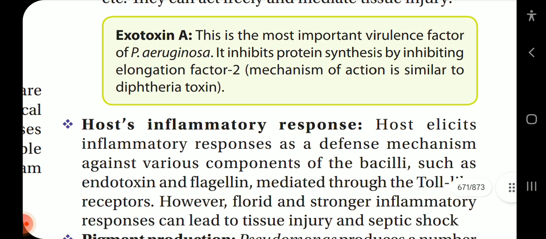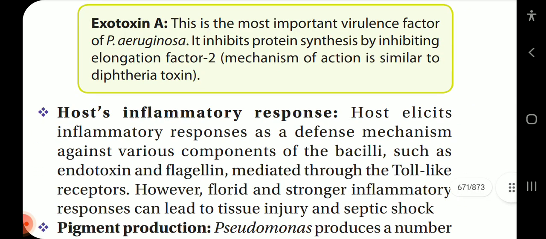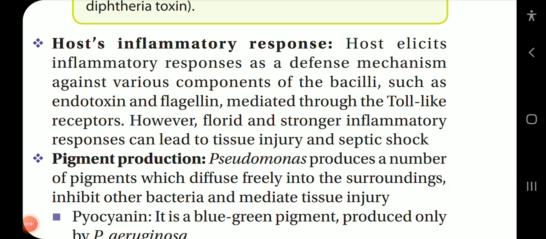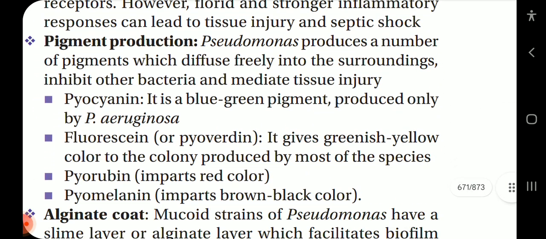Exotoxin A. This is the most important virulence factor of Pseudomonas aeruginosa. It inhibits protein synthesis by inhibiting elongation factor 2. The mechanism of action is similar to the diphtheria toxin. Host inflammatory response. The host elicits an inflammatory response as a defense mechanism against various components of the bacilli, such as endotoxin and flagellin, mediated through the Toll-like receptors. However, florid and stronger inflammatory responses can lead to tissue injury and septic shock.